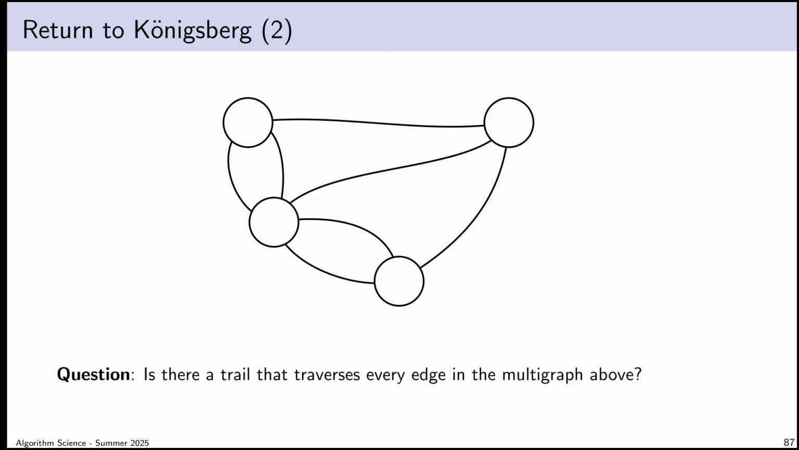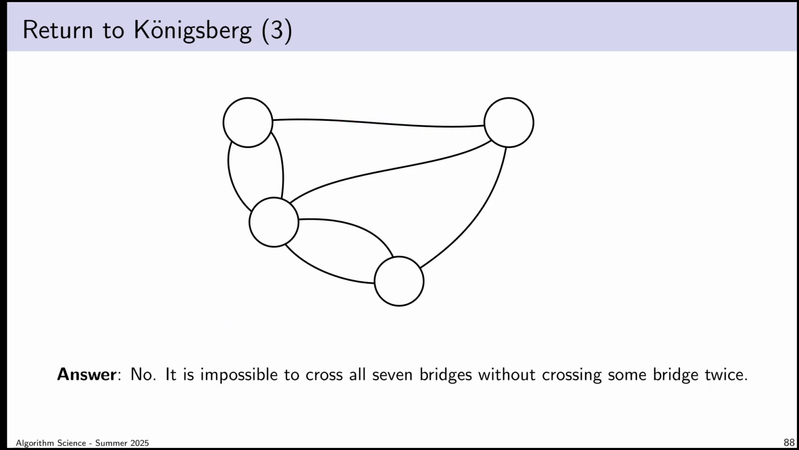So the question of can I cross each of the 7 bridges in one walk amounts to, is there a trail in my graph that traverses every edge in this multigraph? And remember that a trail can start and end at different locations, so it doesn't matter if I end up stuck on the opposite side of town. The question is, can I traverse every edge in the graph in one trail without repeating any edge? Because in a trail, you're not allowed to repeat edges. And the answer, it turns out, is no.